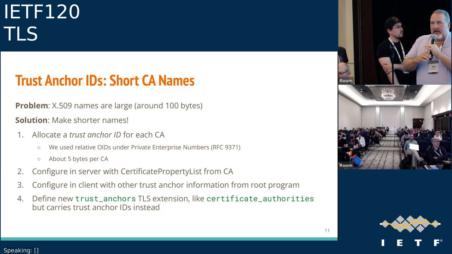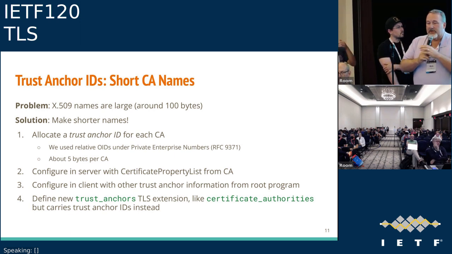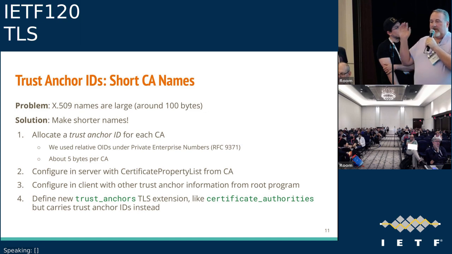Trust anchor IDs are a way to basically take certificate authorities and change it to be more useful. The first problem is the names are too large. The solution's pretty simple. We just make shorter names. We allocate via any mutually agreeable mechanism between clients and servers an OID for each CA. So for each trust anchor, we just allocate an OID under a private enterprise number. If you do it sanely, should be about 5 bytes per CA, maybe a little more, maybe a little less, depending on the actual number allocated.